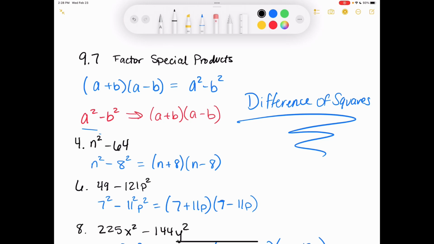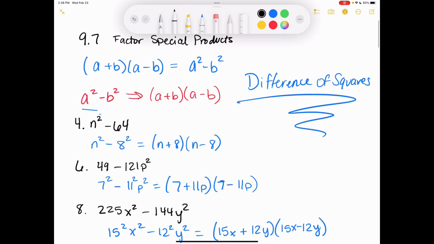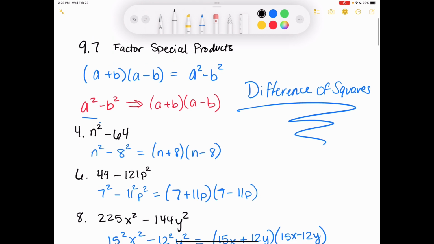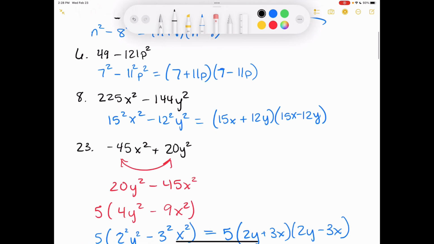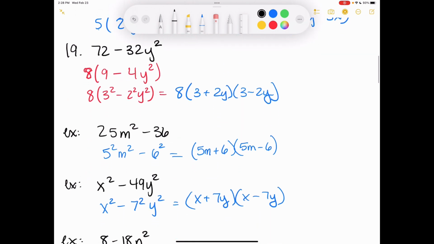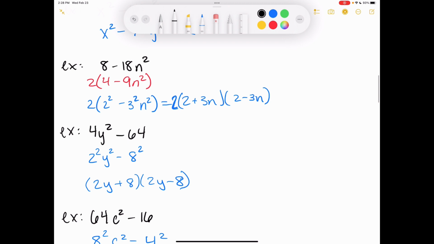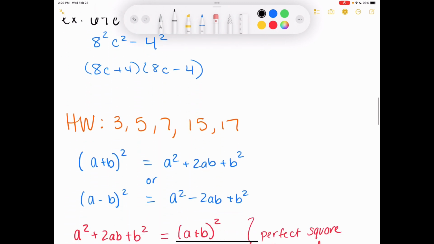Okay. So, factor special products. We've been doing just the factoring. We started out on Friday with difference of squares, so that when we have something like a squared minus b squared, it factors into a plus b times a minus b.